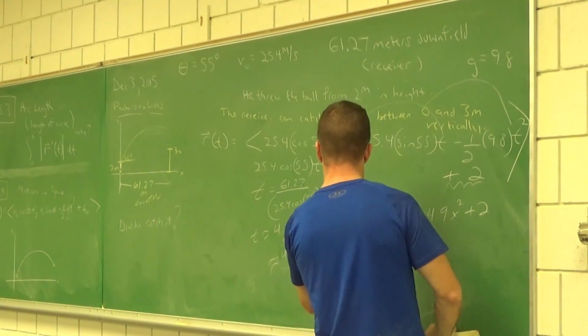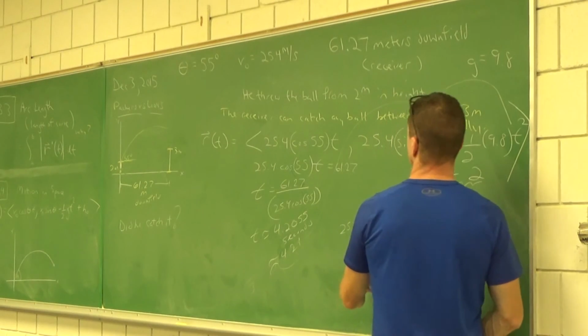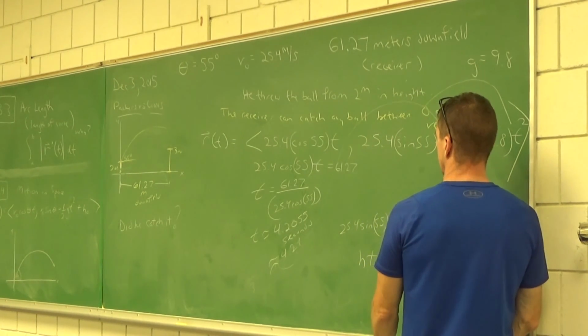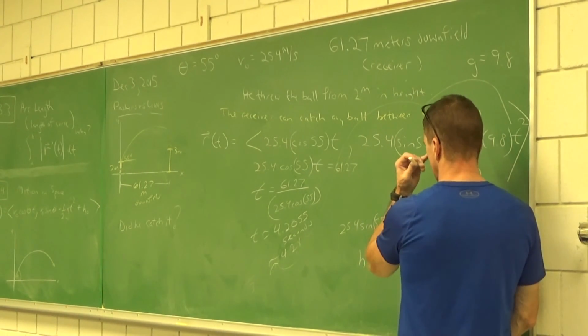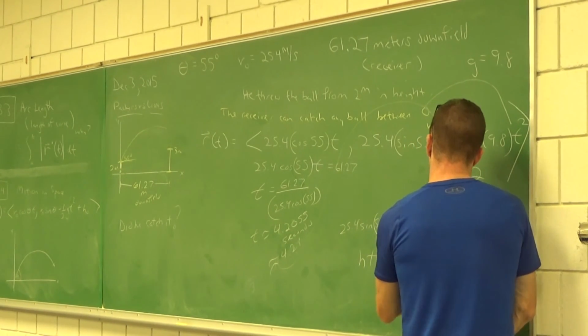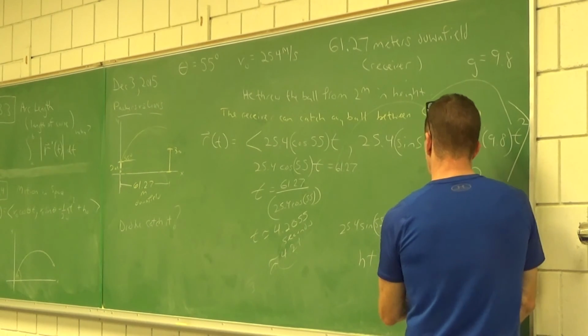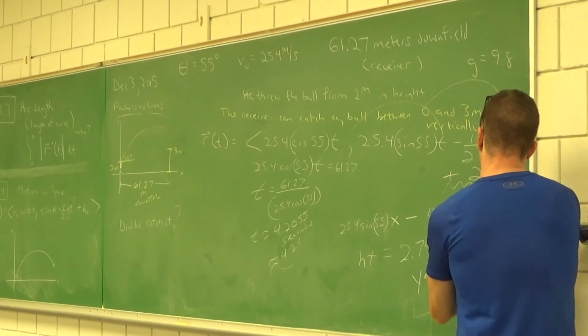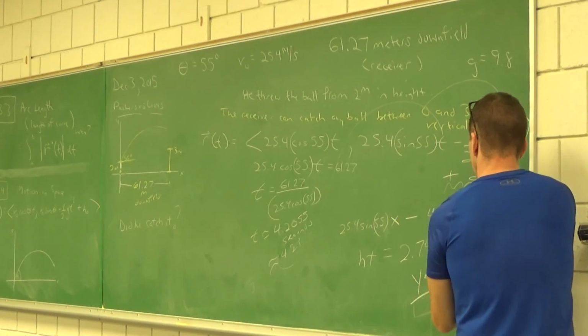All right, what's the height? What's the height of this ball? At like 2.747. What do you think? Did he catch it? Yes. Yes! Catch! He caught the ball!